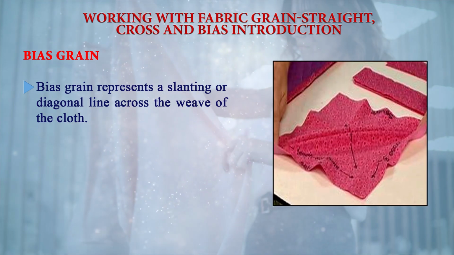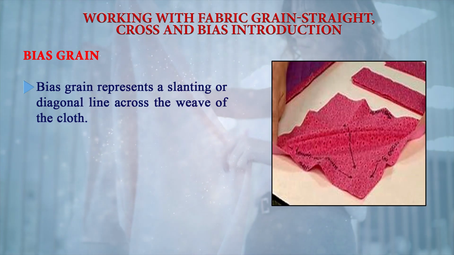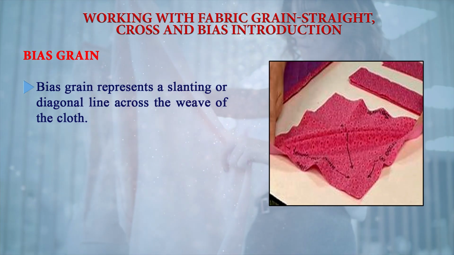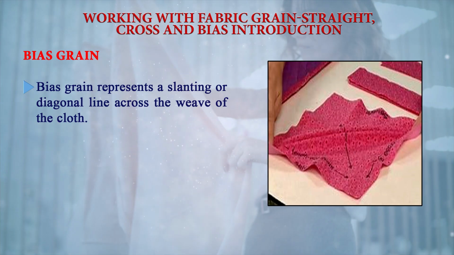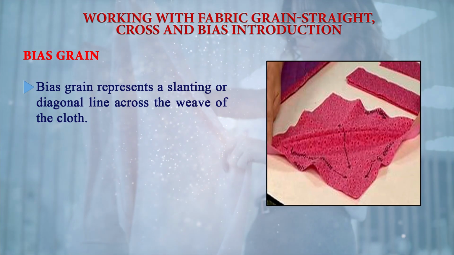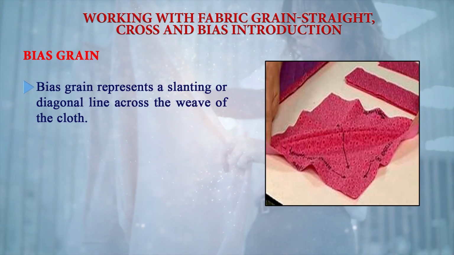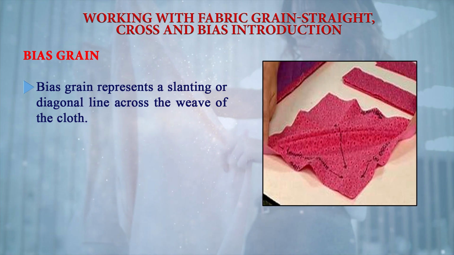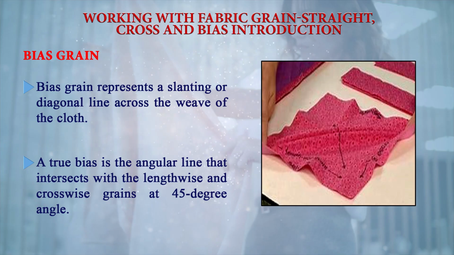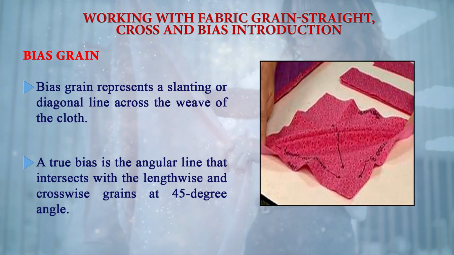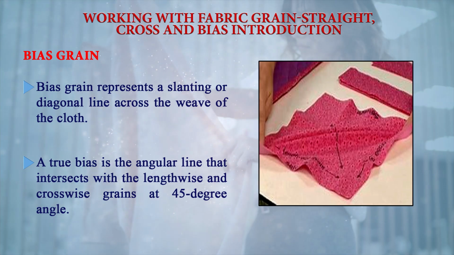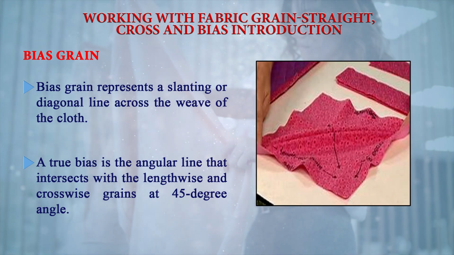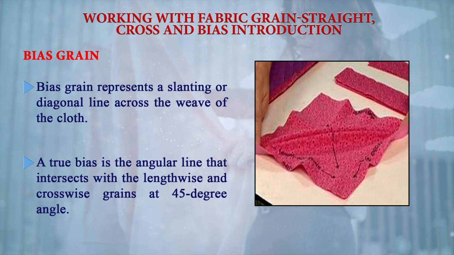Like in the picture, if we have a square piece of fabric and we stretch it from the center point diagonally, it is said to be the bias point, or the true bias of the fabric, at a 45 degree angle on the fabric. So a true bias is the angular line that intersects the lengthwise and crosswise grain at a 45 degree angle. This is the most stretchable point of the fabric.